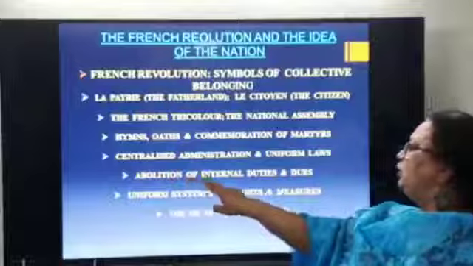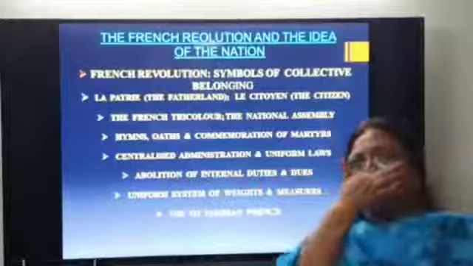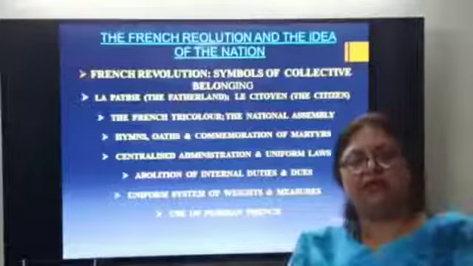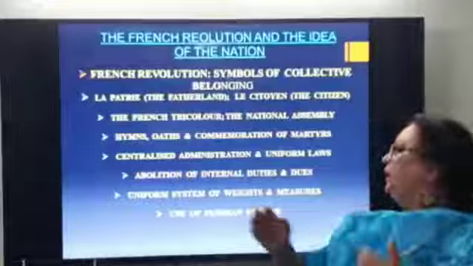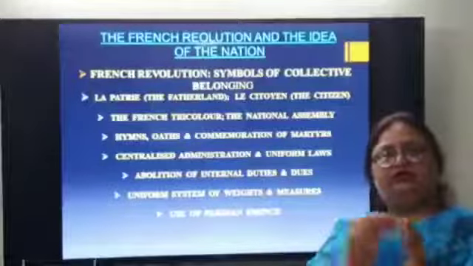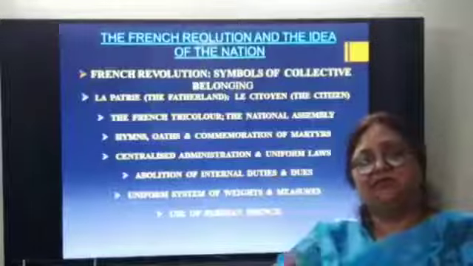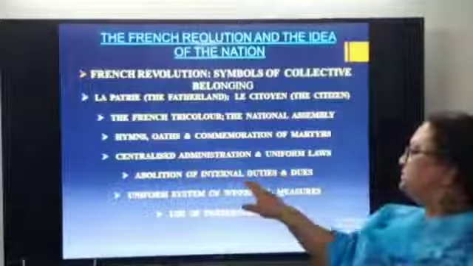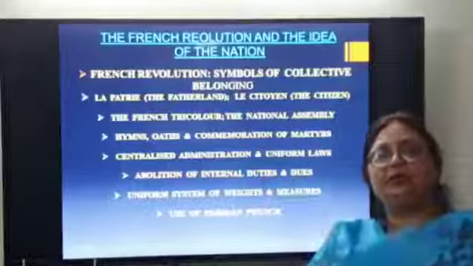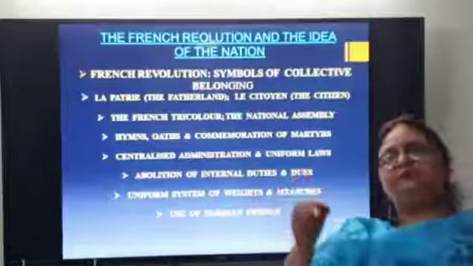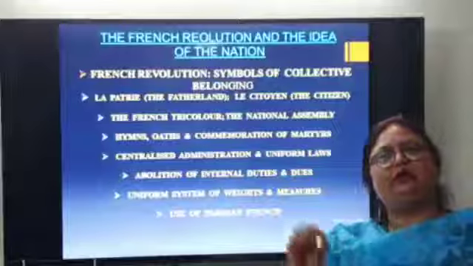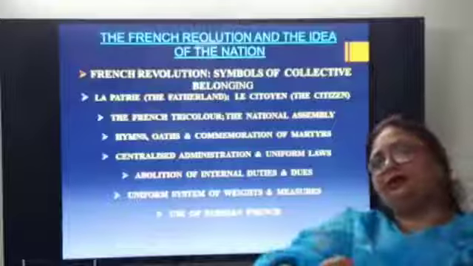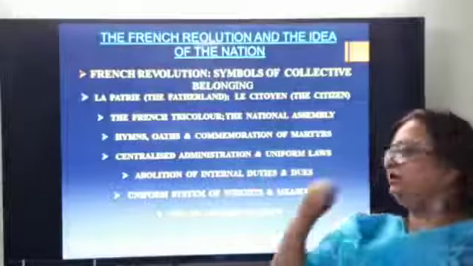Next that we have is the abolition of internal duties and dues. Like we already studied in the beginning of the chapter, Europe was basically a multinational dynastic country. Within one country, people had to pay different taxes while moving from one territory to the other. All these internal dues and duties were abolished after the French Revolution. From 1789 onwards, people had to pay a common tax. People did not have to pay a tax when they were crossing one territory or moving from one territory to the other.